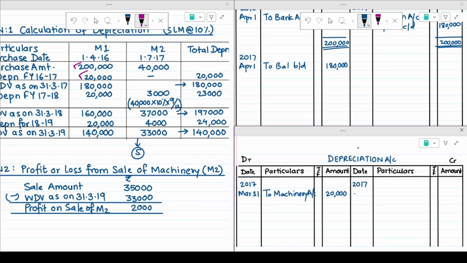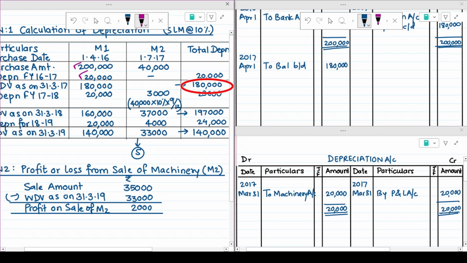And at the year end, depreciation account will be closed. The balance will be transferred to profit and loss account, by P&L account 20,000. The account will be closed with nil balance. And this 1,80,000, you can see the amount matches.